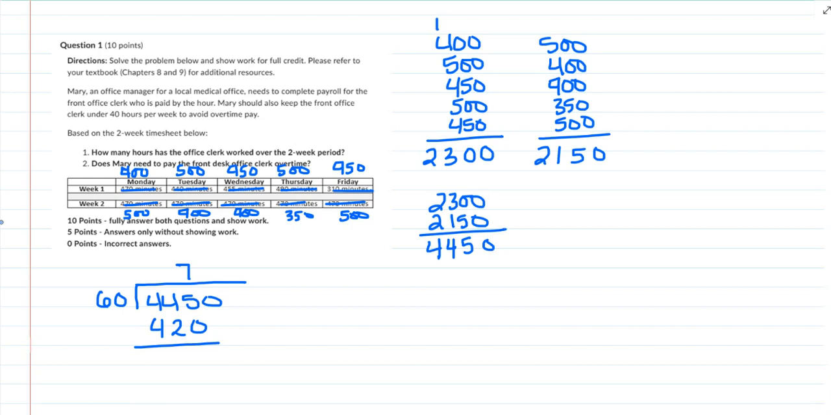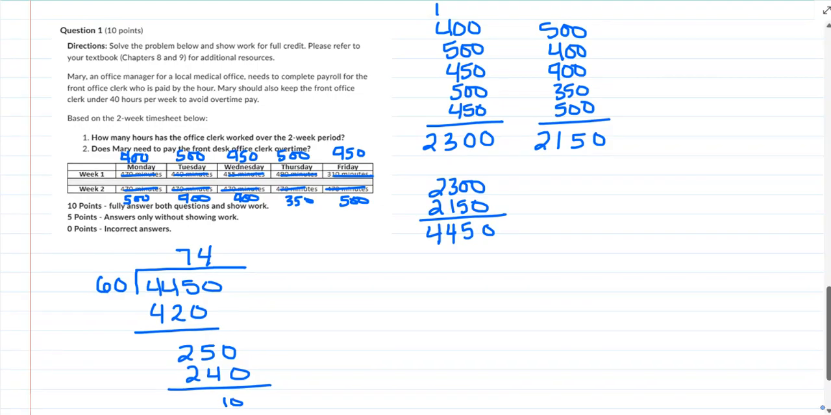Yeah, okay. So then we want to subtract this. That's going to be 25. So 250 will come down. And that should be 4. 60 times 4 is going to be 240. So that's going to give you a remainder of 10. Get a little more room here. All right, so 74 hours with a remainder of 10 minutes. So she worked 74 hours and 10 minutes.